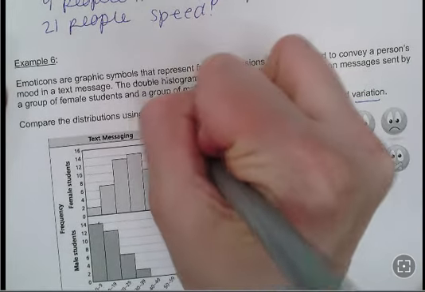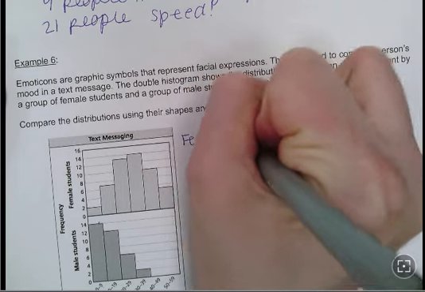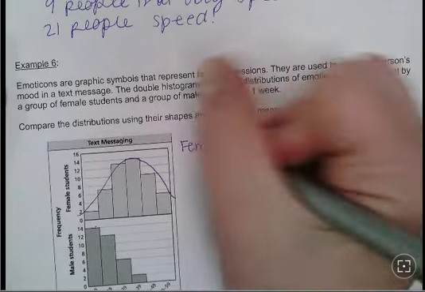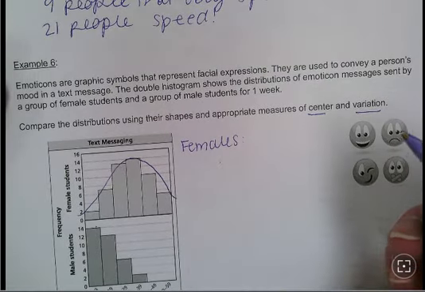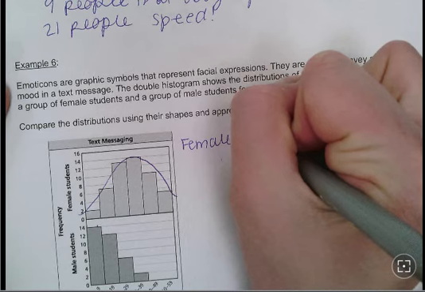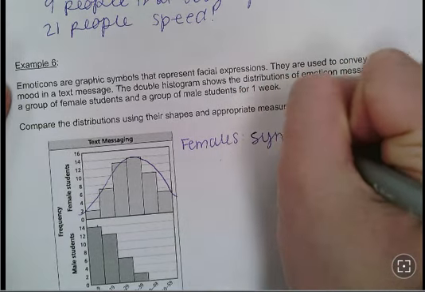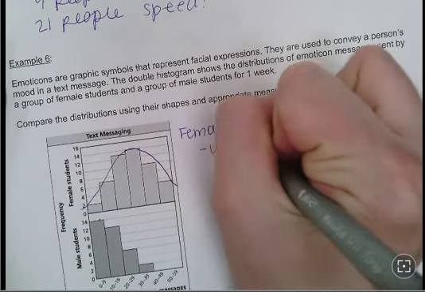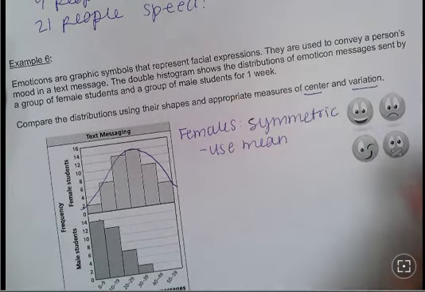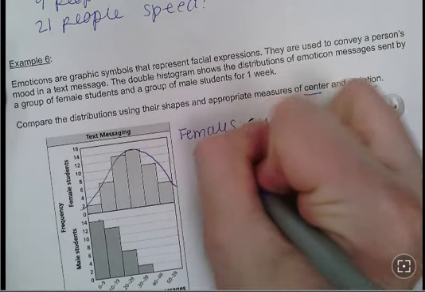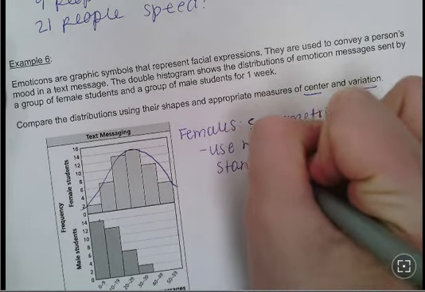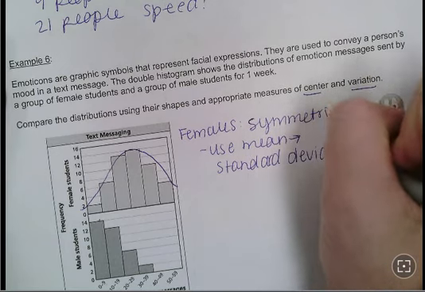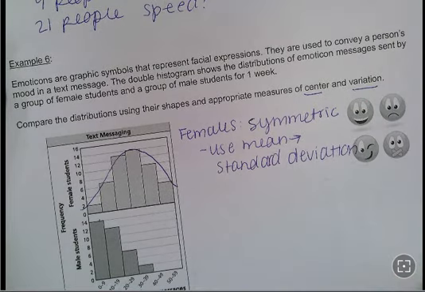So let's talk about the female graph first. For the females, I kind of like to draw this bell curve just to see that you could argue that it's slightly skewed left, but I'm going to say that it's symmetric. It looks more symmetric than it does skewed. So if it's symmetric, that means that we use the mean. So that's the measure of center, and the measure of variation that goes along with that is standard deviation. So if you're using the mean, then the measure of variation that you would use is standard deviation.